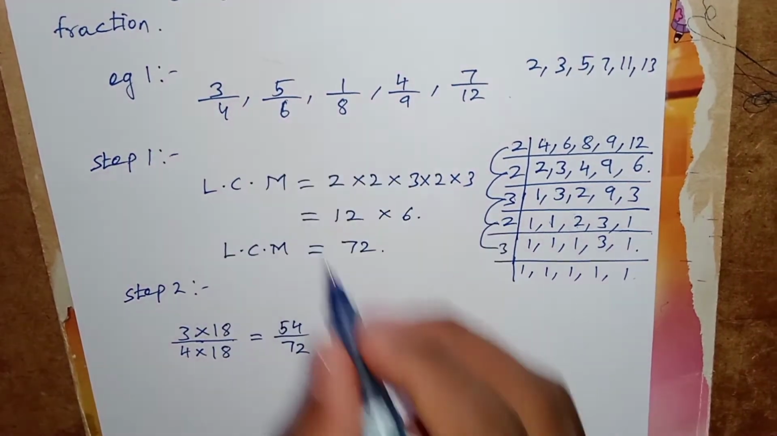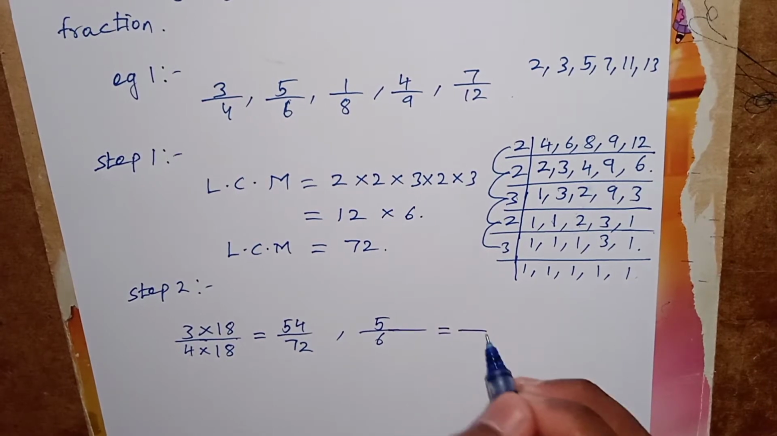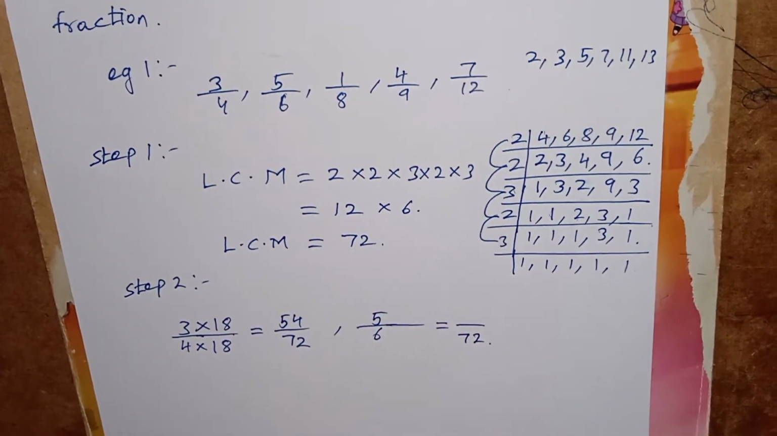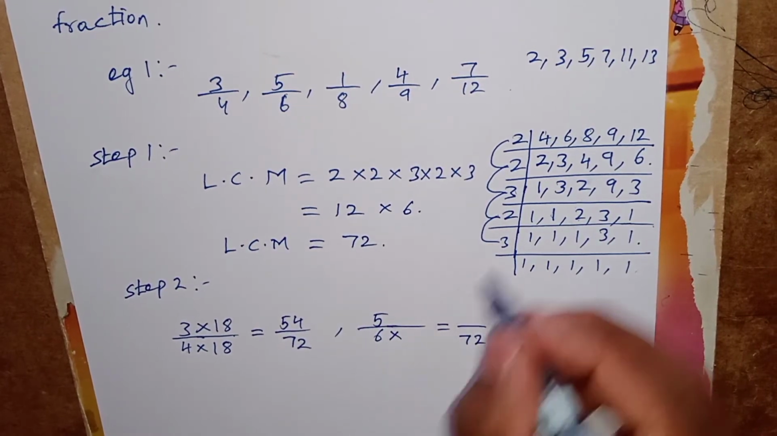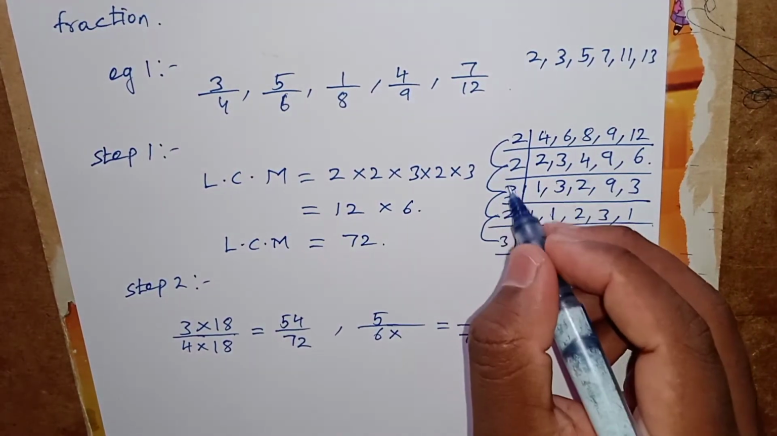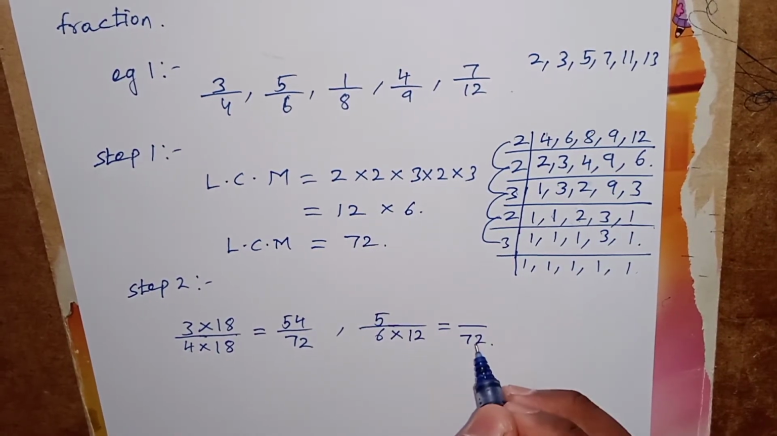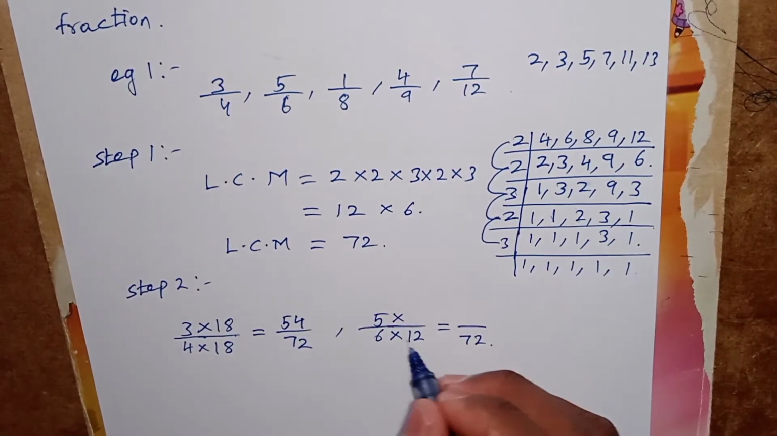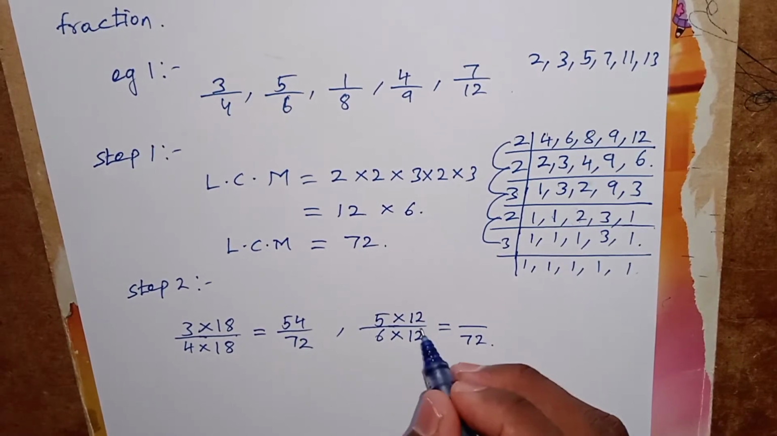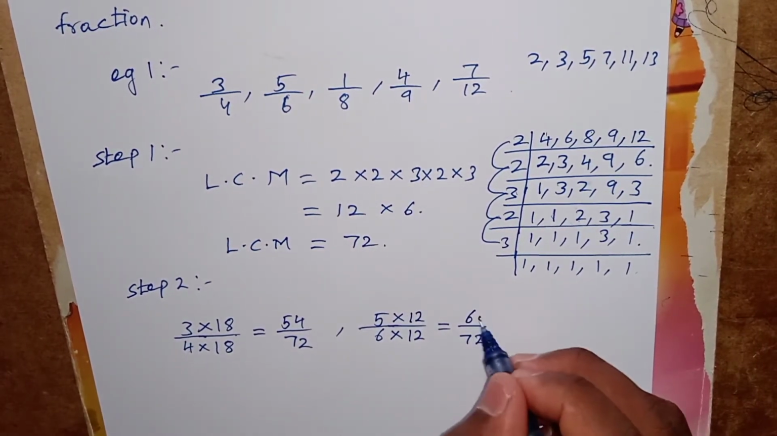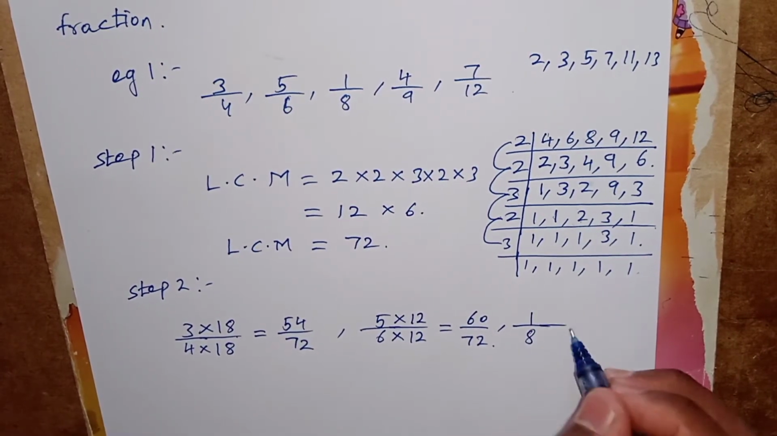Similarly next 5 by 6. Here in the denominator LCM 72. Therefore 12 6s are 72. Whatever you are multiplying in the denominator, you have to multiply in the numerator also. 12 5s are 60.